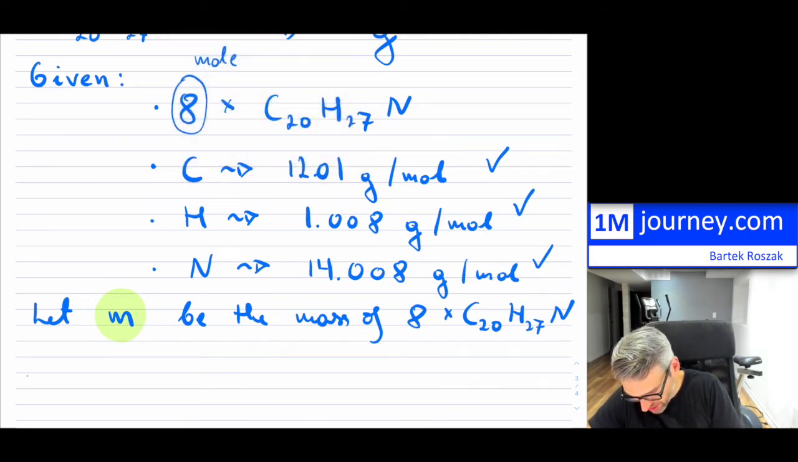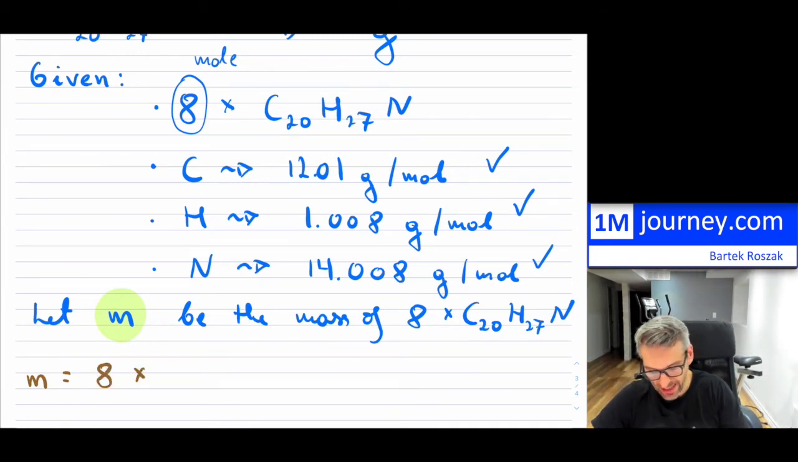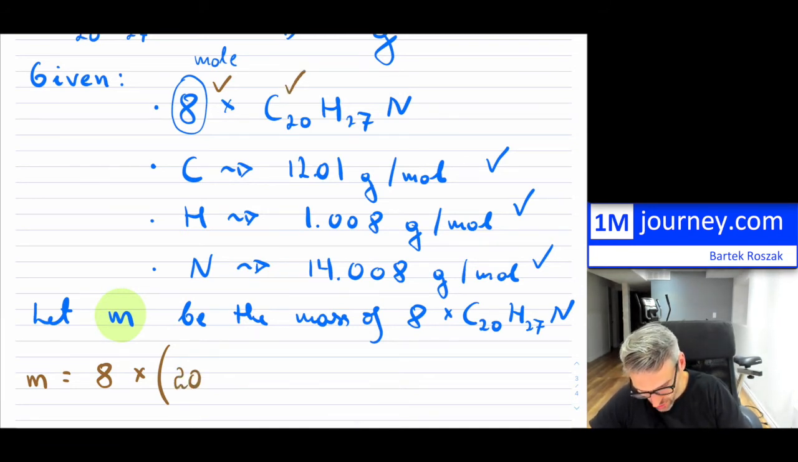So I'm going to change color here. I'm going to say M equals. I'm going to stick 8 times because I want 8 of them. I'm going to open the bracket. And now I'm going to go one by one. So here's carbon. So how many of these? 20. So that's going to be 20 times 12.01.